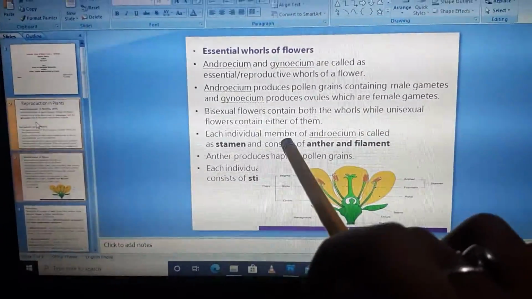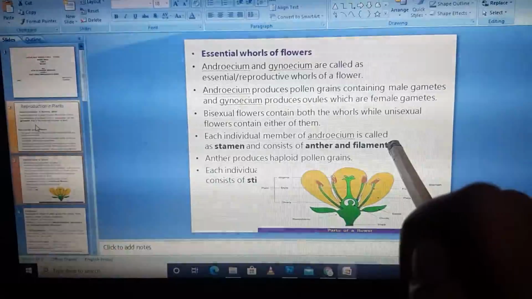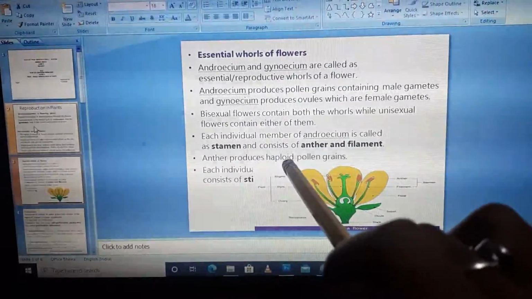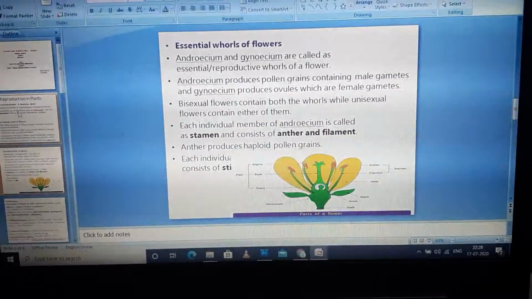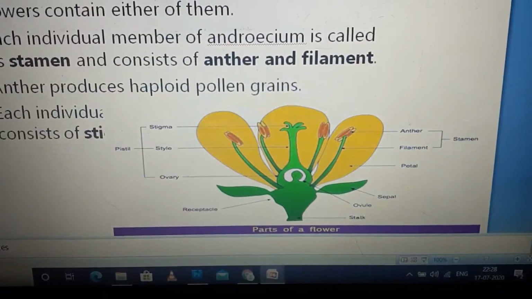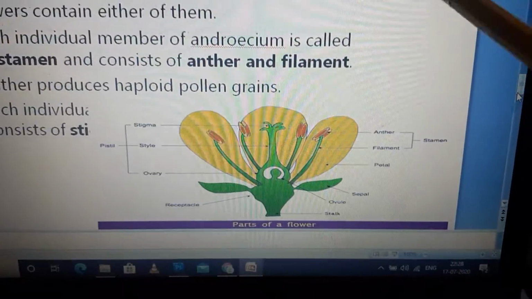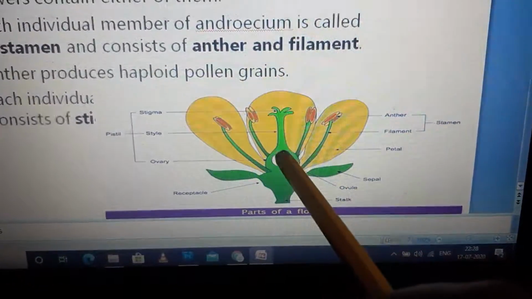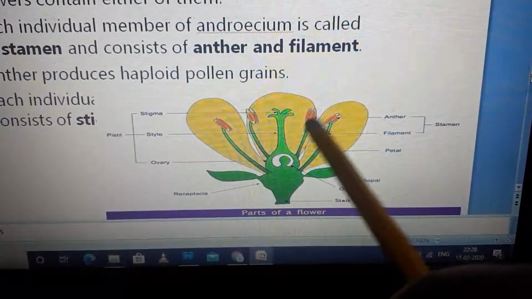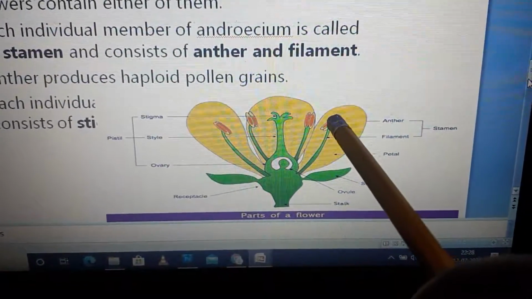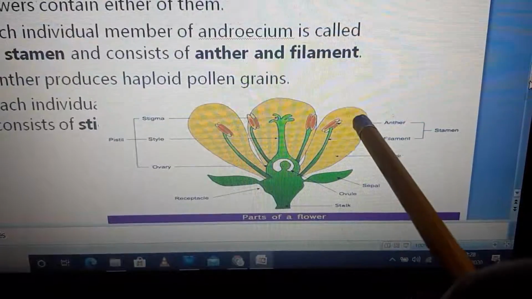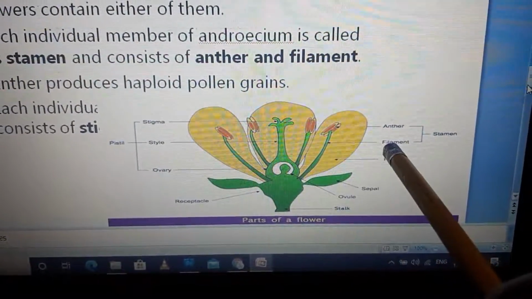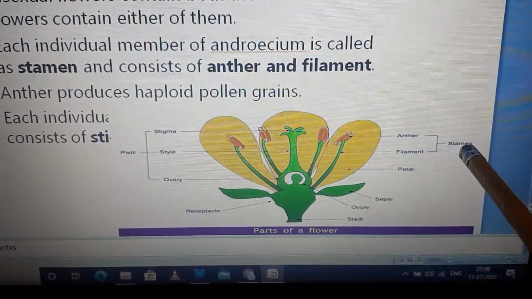Each individual member of the androecium is called a stamen, which has an anther on the top connected with a filament. I'll zoom it for you. Here you can see the structure of a flower. This is the gynoecium, while these are the androecium. The androecium has the upper part, known as anther, connected with a long stalk known as filament, and together they are known as stamen.